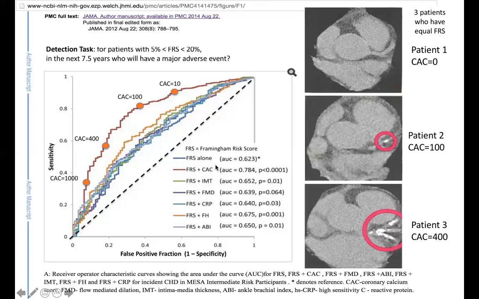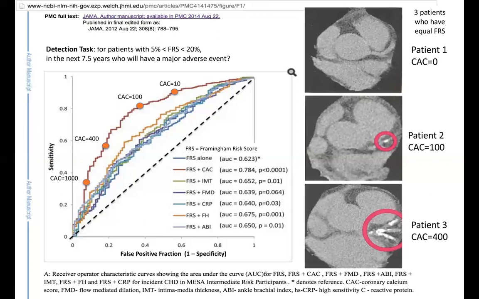Not only that, it's so much better than the Framingham risk score plus all of the new modern methods for predicting risk for coronary artery disease. And you can see them down here: flow mediated dilation, intima medial thickness measured with ultrasound, ankle brachial index, C-reactive protein measurements. All of these things have many papers written about them, but this is their fundamental performance in the MESA cohort. So calcium kind of wins the day on all this stuff.